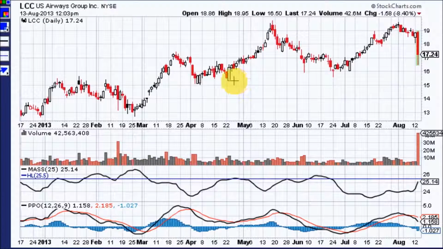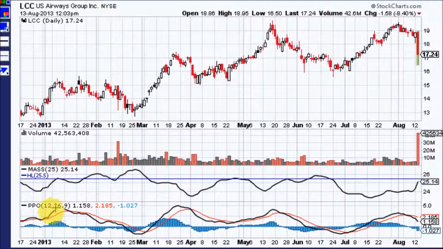Now let's take a look at the signals mass index has given on this chart for LCC. Okay, first of all, I've got the setting on the horizontal line again at 25.5 because it is giving many more signals that it wouldn't at 26 or 26.5. Okay, each stock has its own historical levels for mass index, so adjust accordingly to get the good signals on each one.